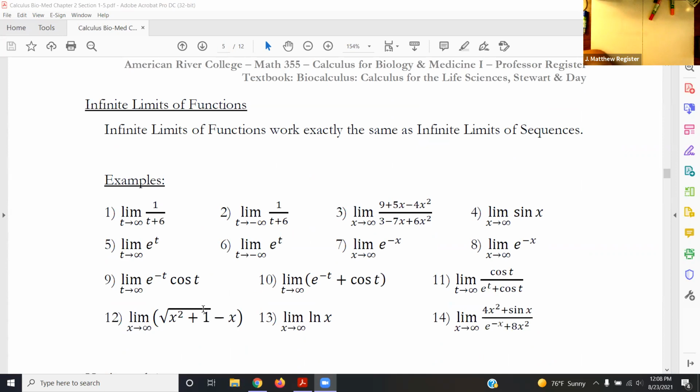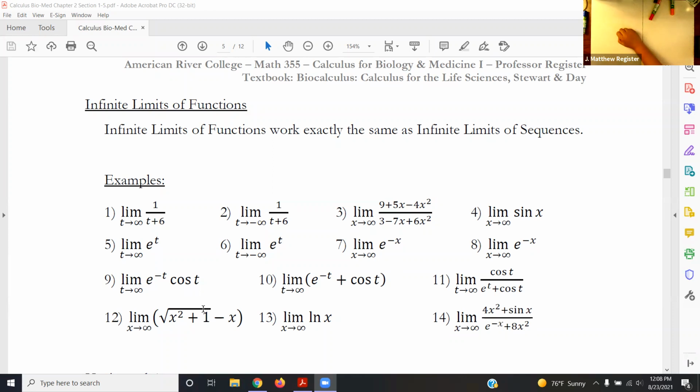Now we're getting to some fun problems. And so, infinite limits of functions. Infinite limits of functions work exactly the same way as the infinite limits of sequences. There's next to no difference. The only real difference is with a sequence, you're talking about discrete numbers. With a function, it's continuous numbers. And so everything on an interval needs to be continuously going towards some value.